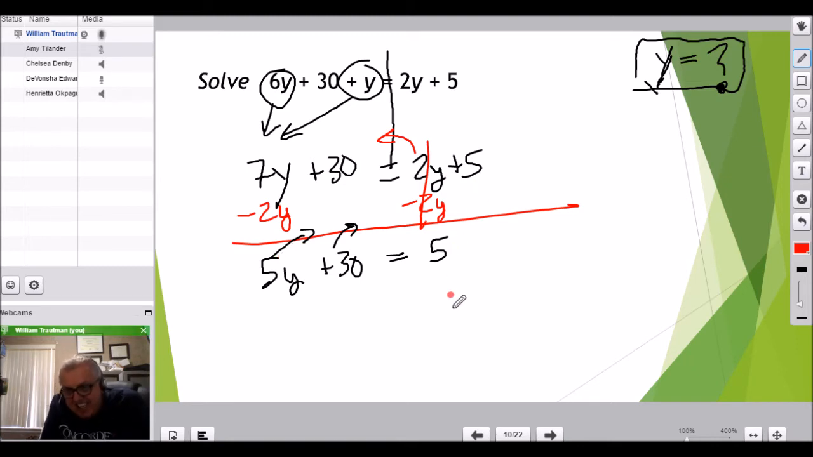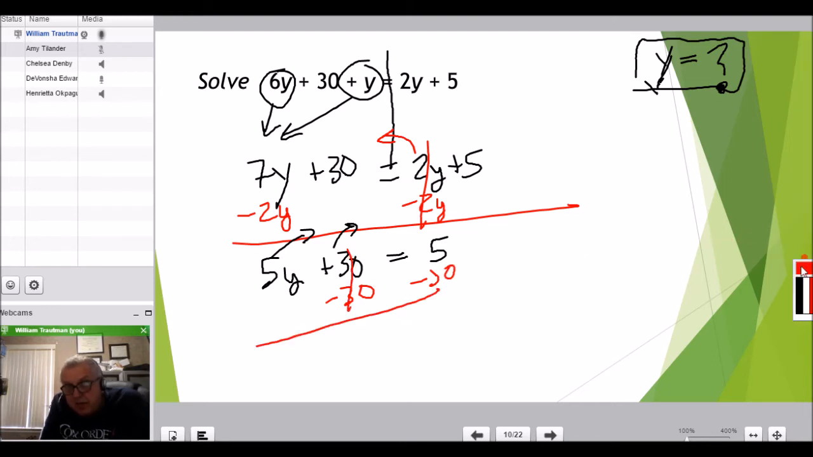Everywhere, I guess. So we're going to take the 30 to the other side. It's a plus 30, so we're going to minus 30. Minus 30. Dallas, Texas. Yeah. There you go. You're 5 hours away from me.